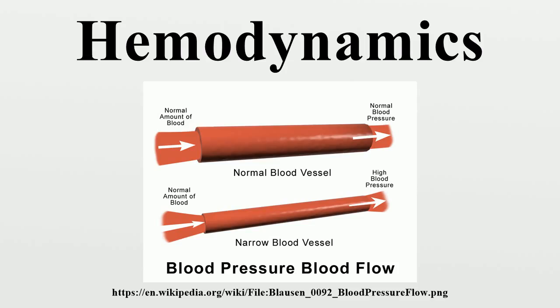The arm-leg gradient is the difference between the blood pressure measured in the arms and that measured in the legs. It is normally less than 10 mm Hg, but may be increased in, for example, coarctation of the aorta. Determinants of vascular resistance.